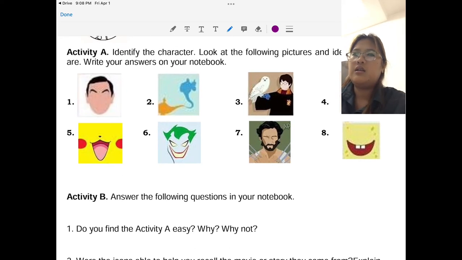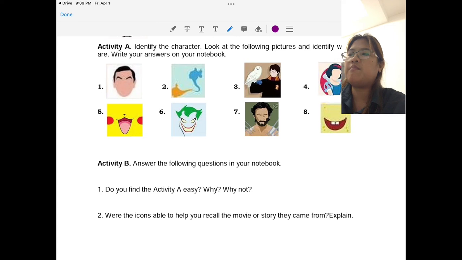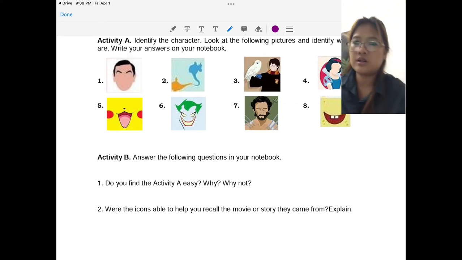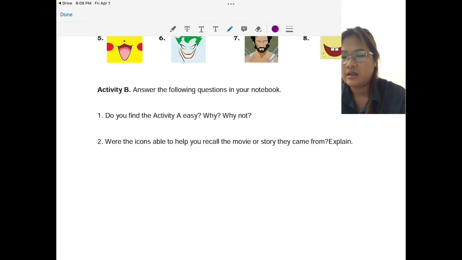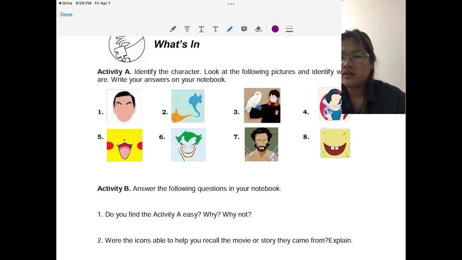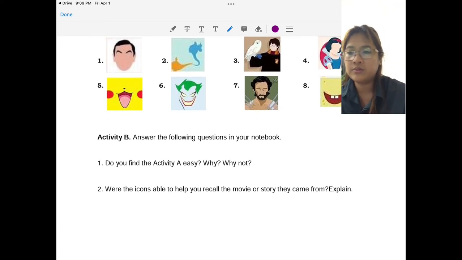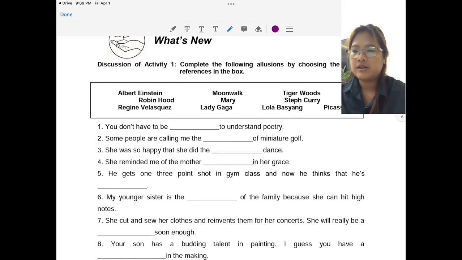Okay, for this one, identify the character. Look at the following pictures. I could leave these to you already. Most of them are characters that you watch on famous TV series, TV shows, movies, etc. The point here is that these are easy to recall because you know them by just looking at the colors. Sometimes you would already know who is who, or in what movie that character appeared.